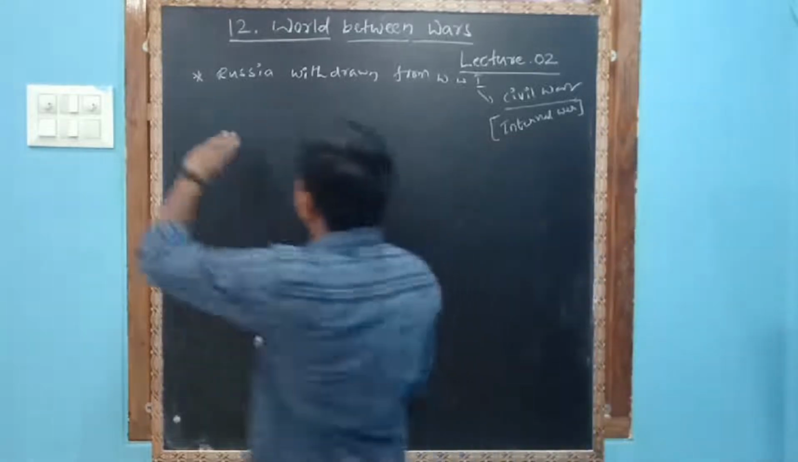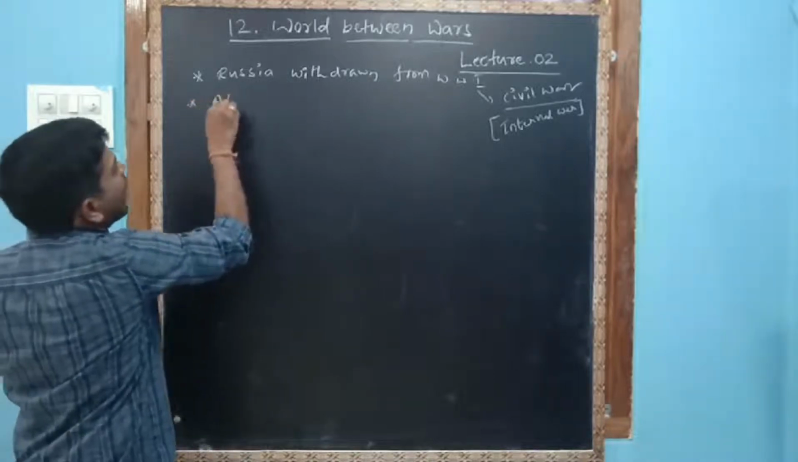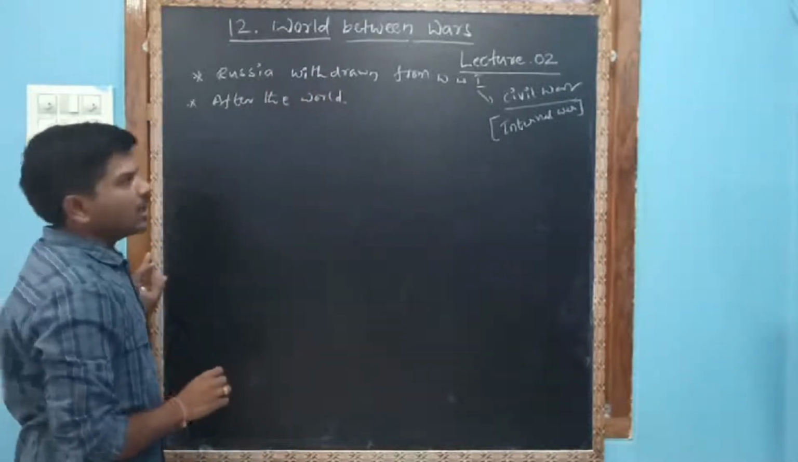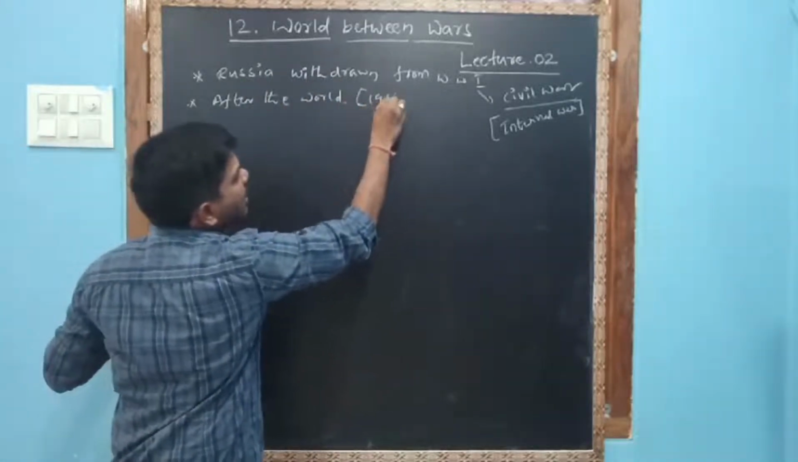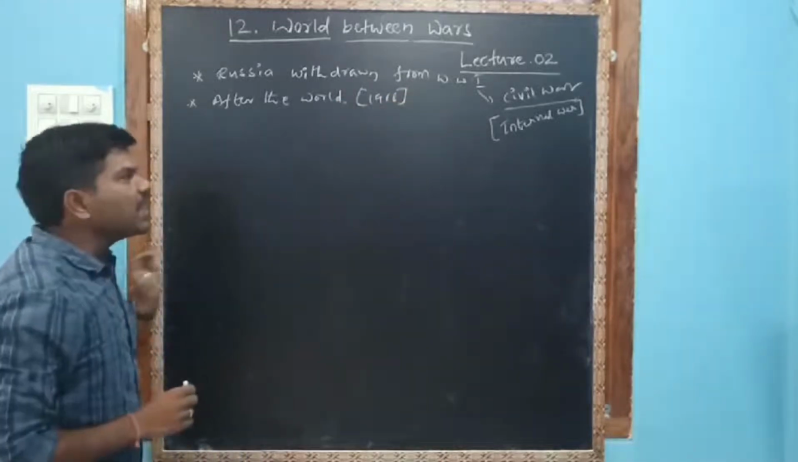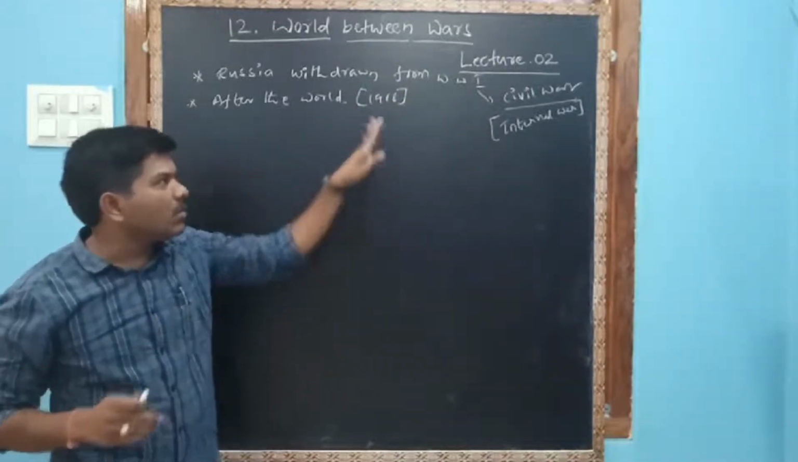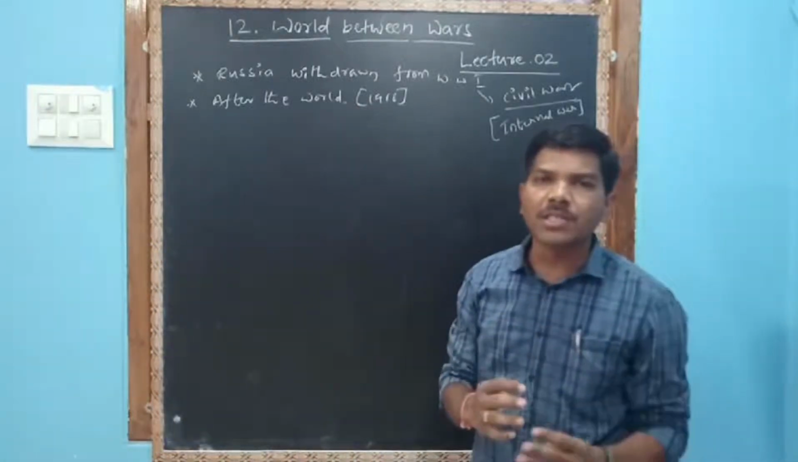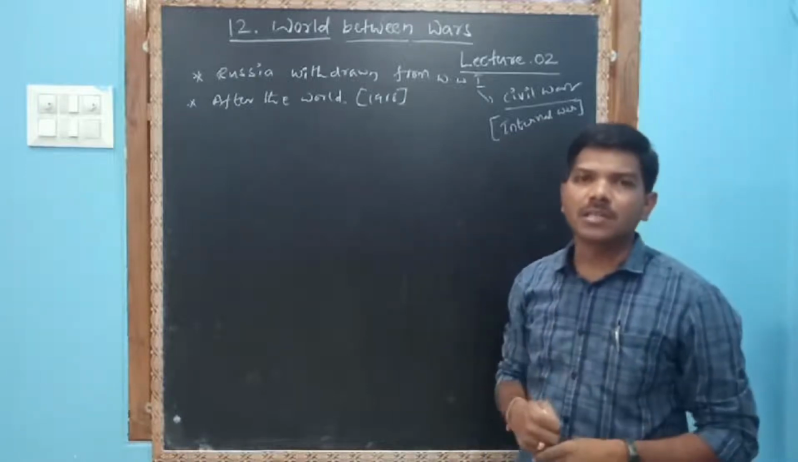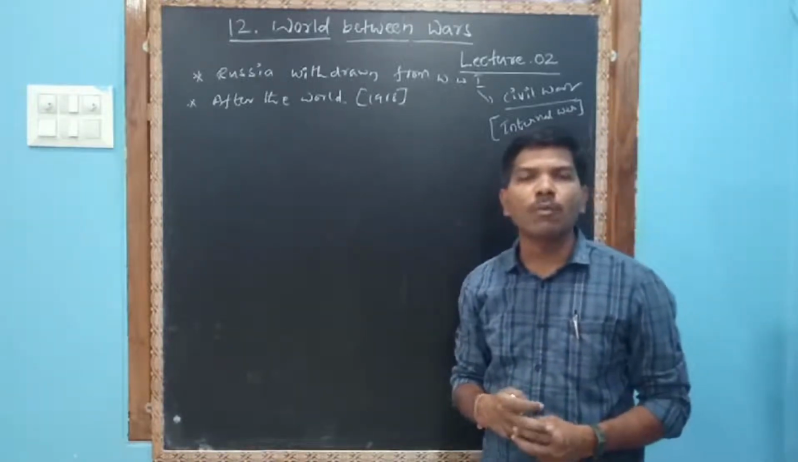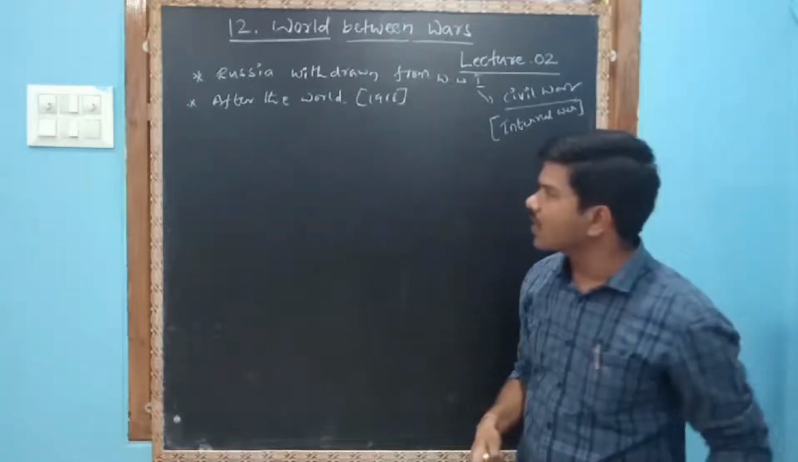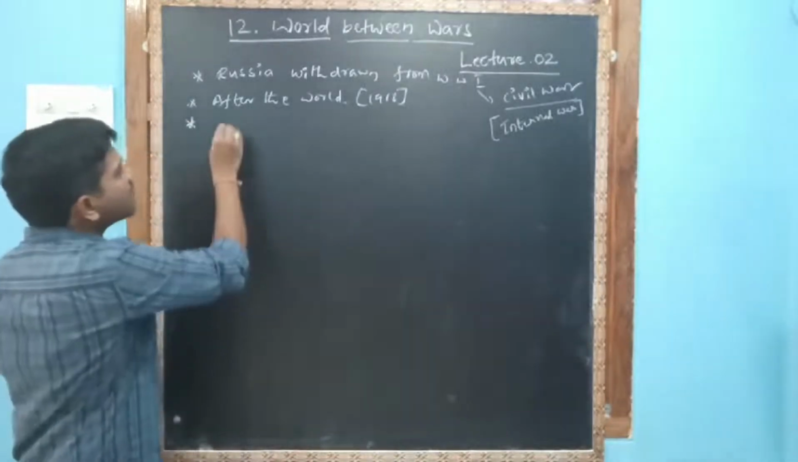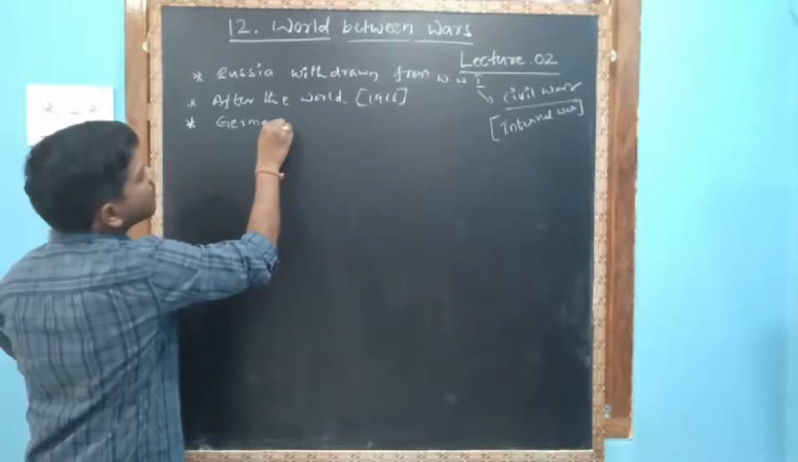After the World War, a treaty was held. World War I was officially completed in 1918. After the war, the victorious countries wanted to punish the defeated countries. They wanted to impose most of the penalties on the defeated countries. The Allied countries said that Germany was responsible for the World War.